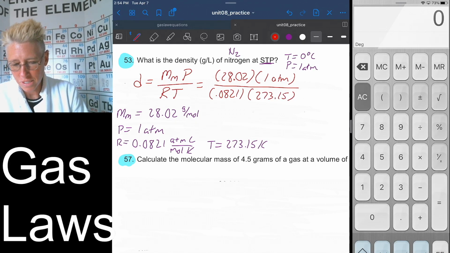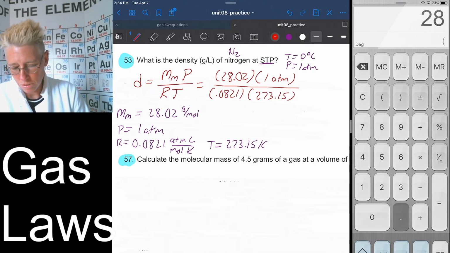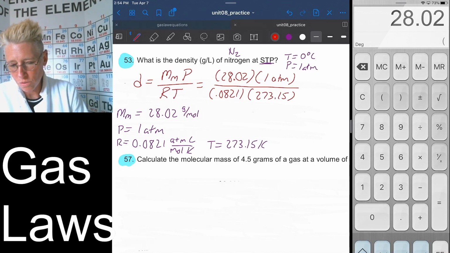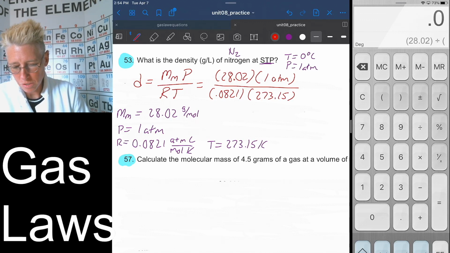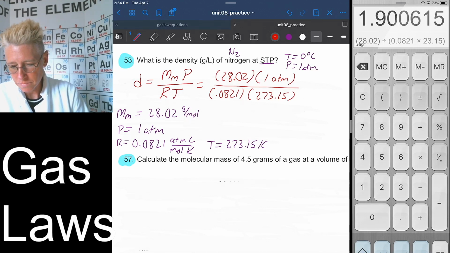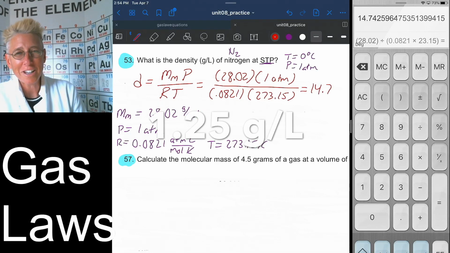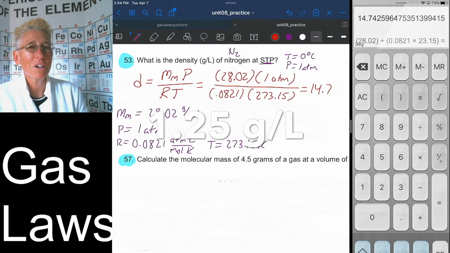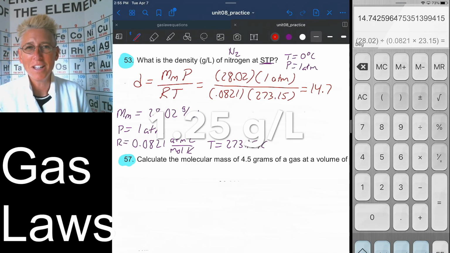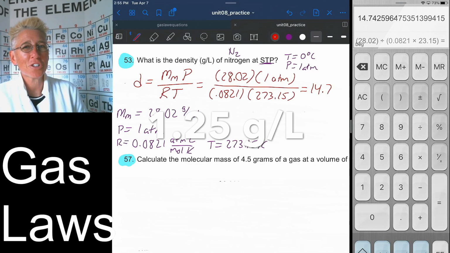So I'm going to plug that into the calculator. I'm going to take 28.02 times 1, of course, is 1, divided by, start my parenthesis, 0.0821 times 273.15, close my parenthesis, and I get 14.7. Now that number might look high because hopefully you know gas density should be lower than solids and liquids, but let's look at the unit, and it actually is a very low density.